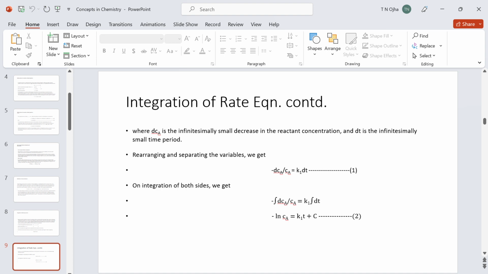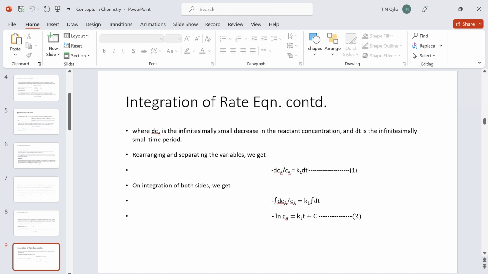Now we need to integrate this equation. As can be seen, on the left side of the equation there are two variables, concentration and time. On the right hand side, there is one variable, concentration. So first we need to rearrange the equation. We bring CA on the left side and dt on the right side. Thus we get equation 1. In equation 1, you see on the left side only one variable, concentration, is present. On the right side only one variable, time. Now integration can be done.